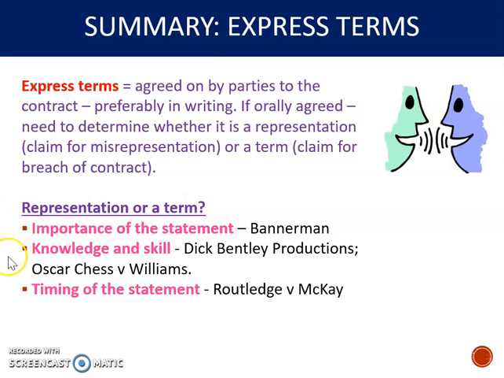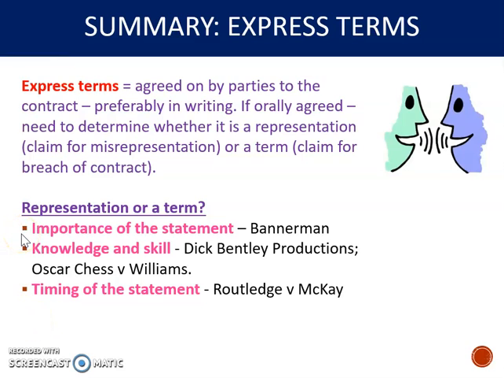And we looked at this in a previous video tutorial in detail where I went through all these cases with you, but it's quite nice and straightforward, this area. We look at the importance of the statement, knowledge and skill of the person making the statement, and the timing of the statement in terms of when the contract was actually agreed. These rules that we use are quite straightforward.